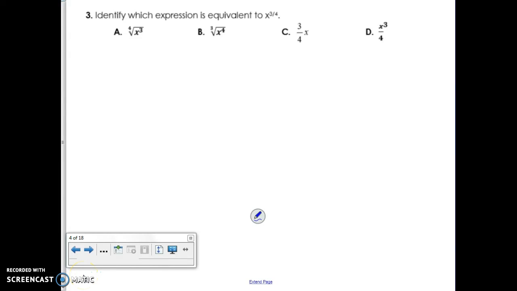All right, we are asked to identify which expression is equivalent to x to the 3/4. So x to the 3/4. Okay, so we have to talk about what the 3 means and what the 4 means. What do those numbers actually stand for?